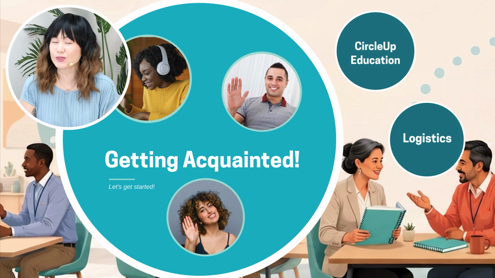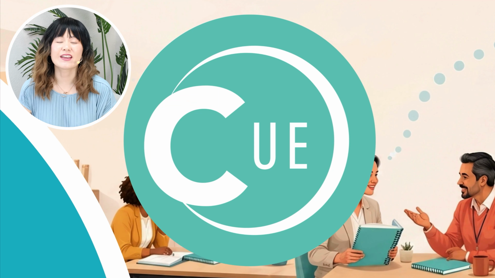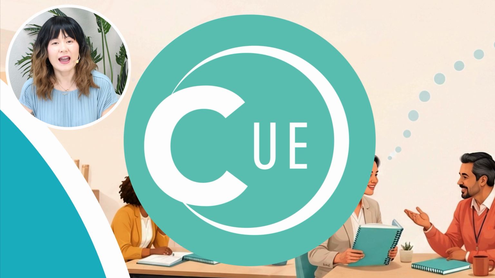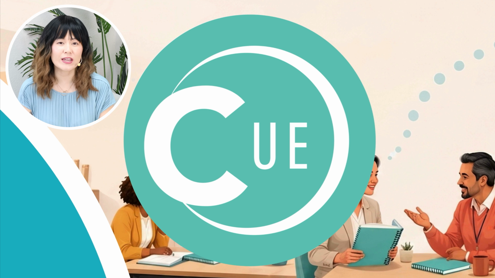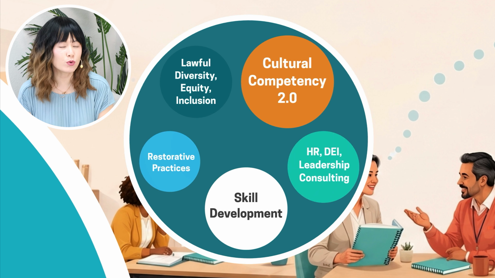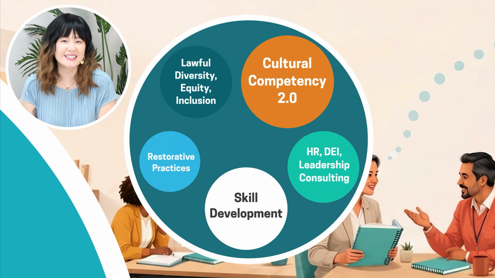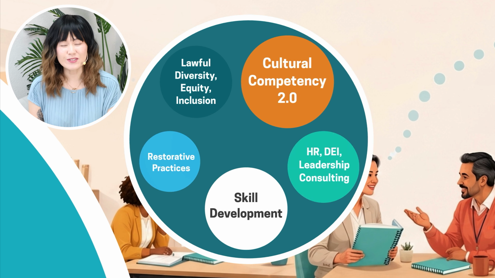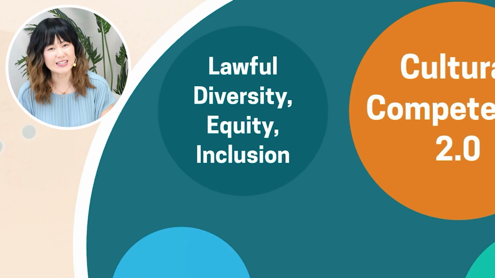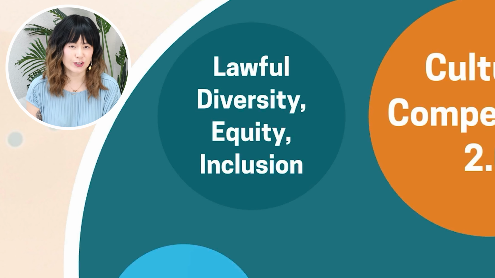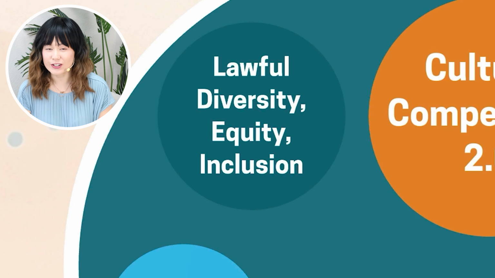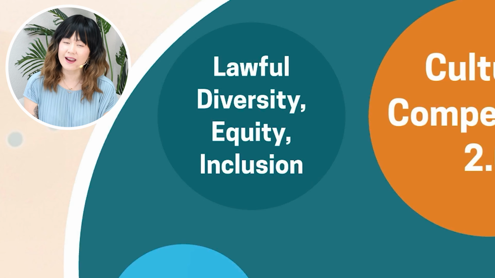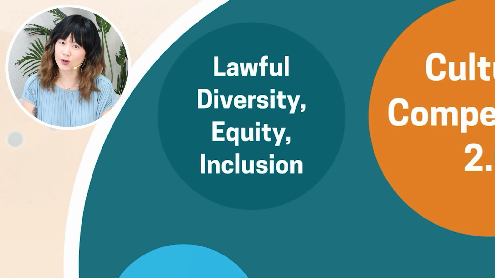Who is CircleUp Education? CircleUp Education is a San Francisco Bay Area-based social enterprise, which means we're a business with a social mission. We provide training, coaching, and consulting to cities, schools, nonprofits, businesses, tech companies, you name it, across the nation around these 5 areas. We provide training, coaching, and consulting in lawful diversity, equity, and inclusion, meaning all of the diversity and inclusion support that we provide is in compliance with the Civil Rights Act of 1964 and the principles of meritocracy and equal opportunity.